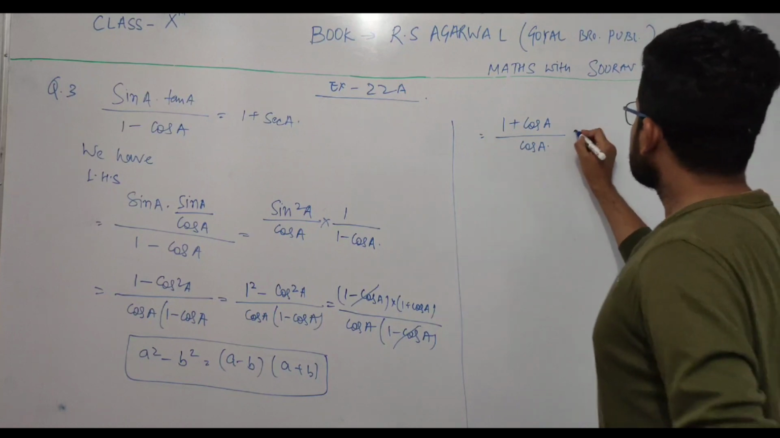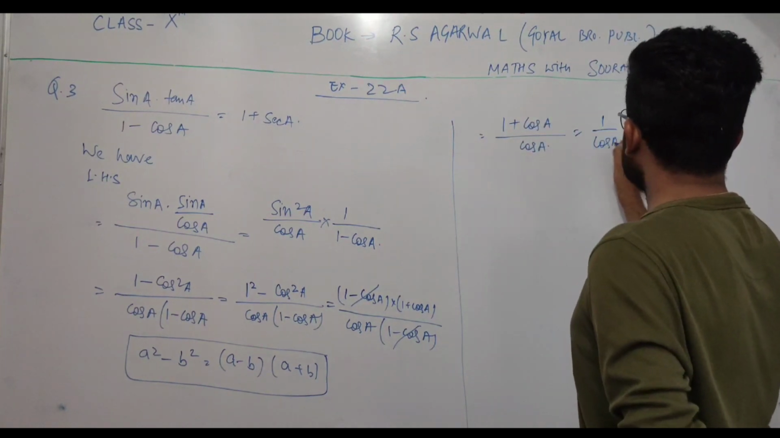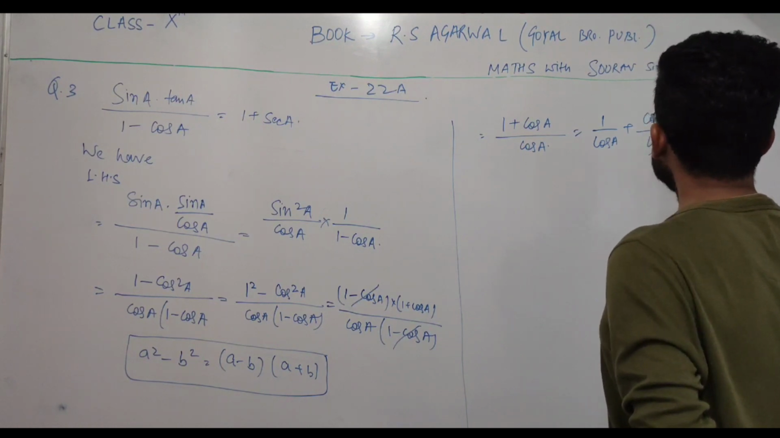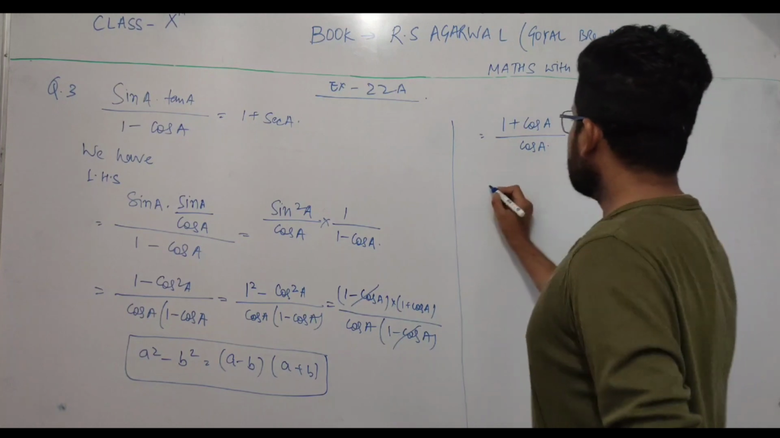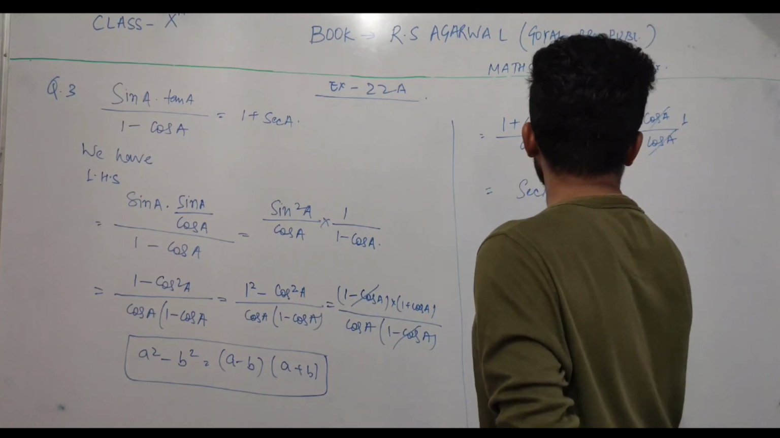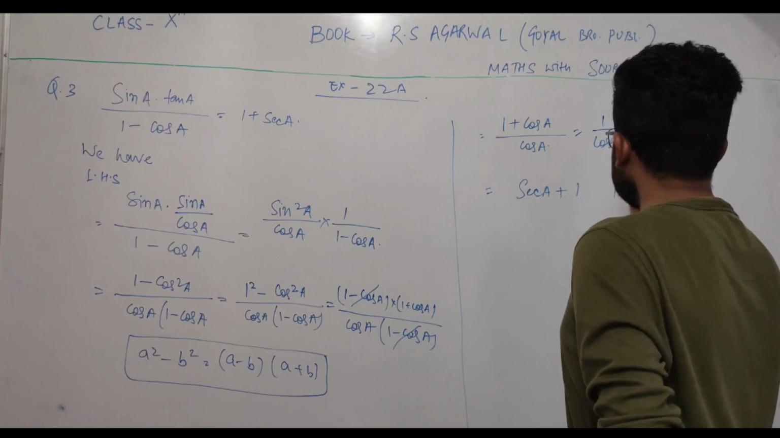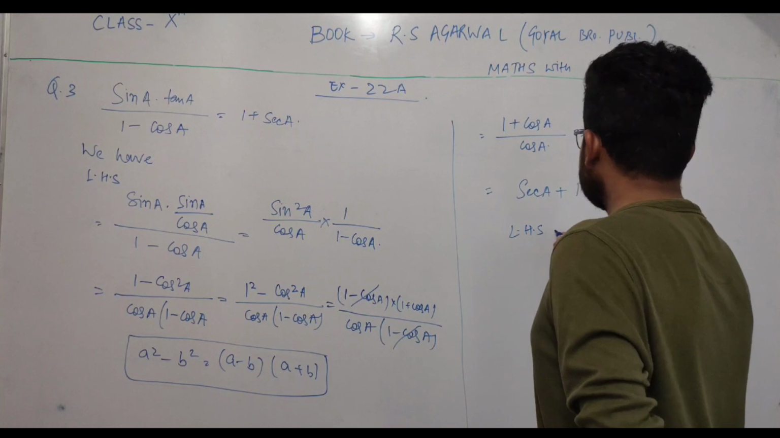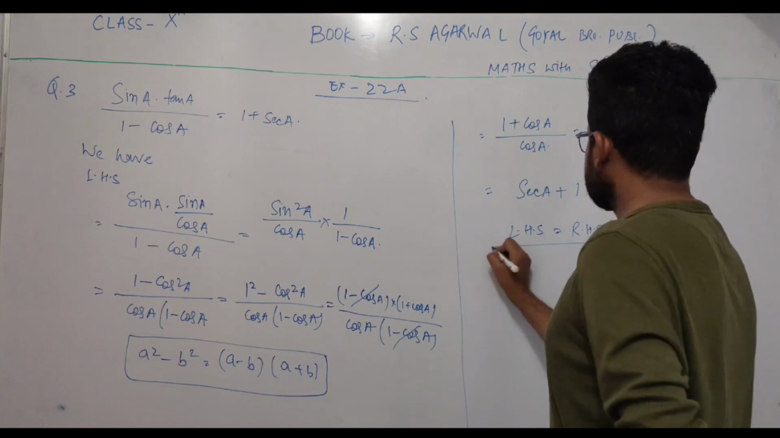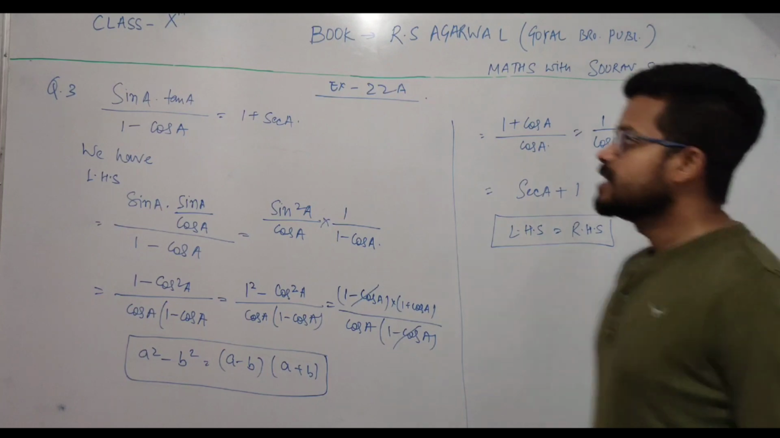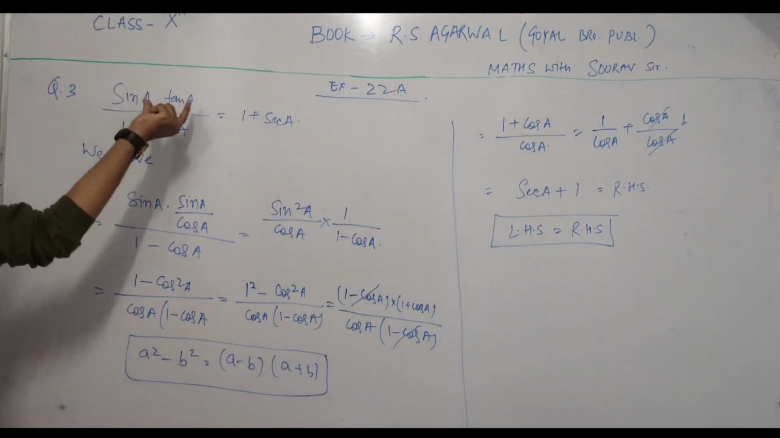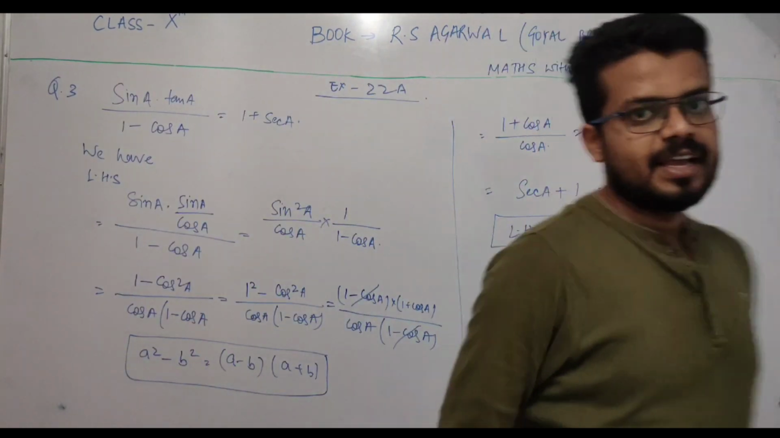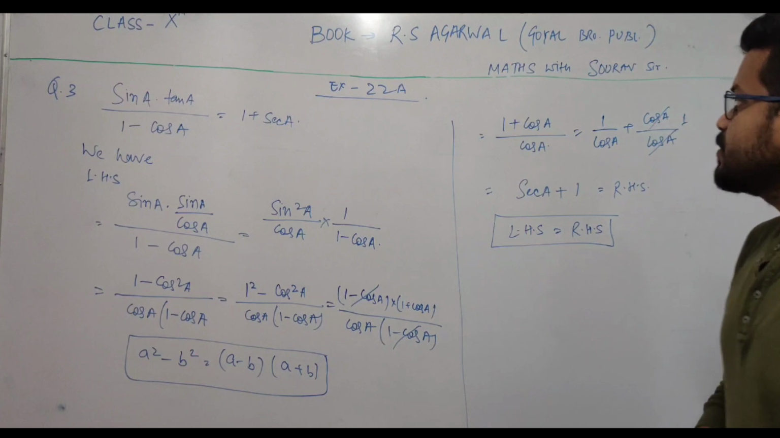So this is 1 by cos a plus cos a by cos a. The cos a by cos a is 1, and 1 upon cos a is sec a. So we get sec a plus 1, which is equal to the RHS. Now we have proved LHS equals RHS. Very simple question. Nothing much to do here, only change tan a into sin a upon cos a. So this is question number 3.